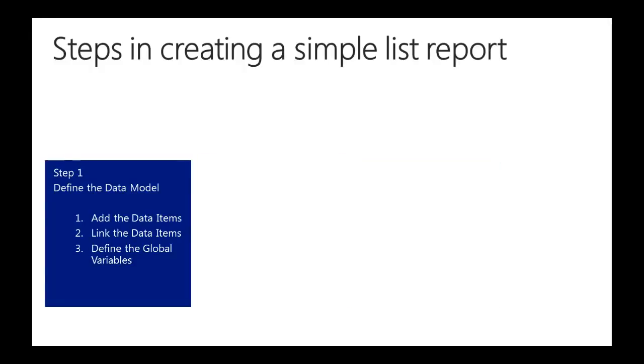As specified before, in step 1, we will add the required data items, add the columns from these data items, link the data items, and also define the global variables required and add them as columns in the Report Designer. Hence, at the end of step 1, we will have all the data that is required to display on our report.